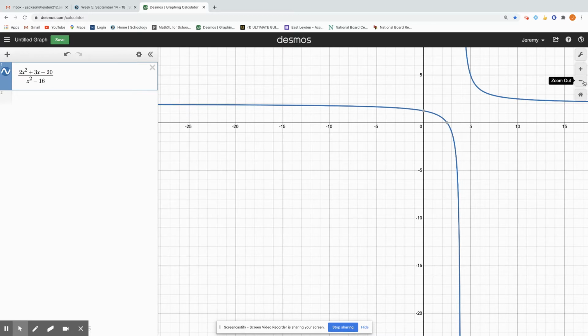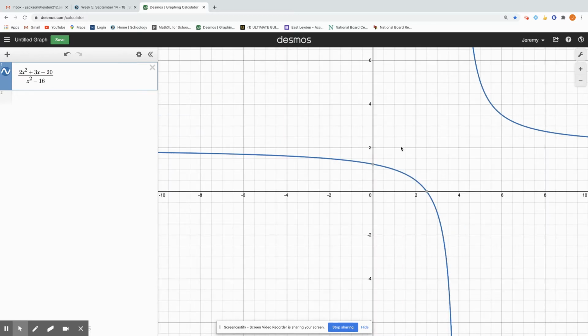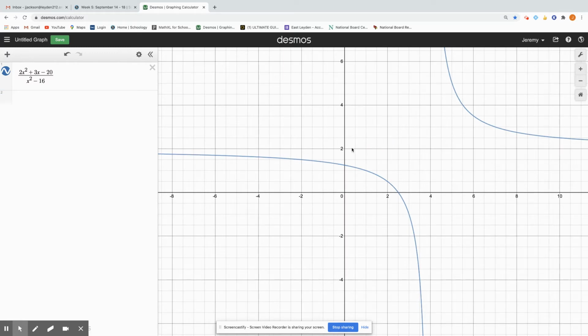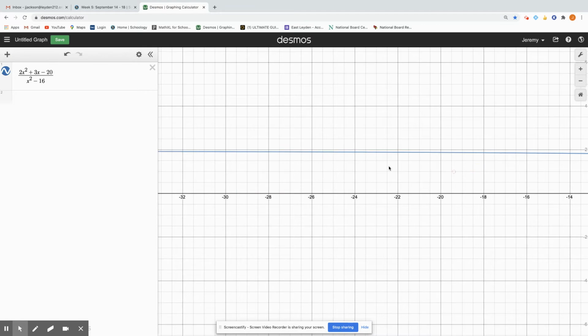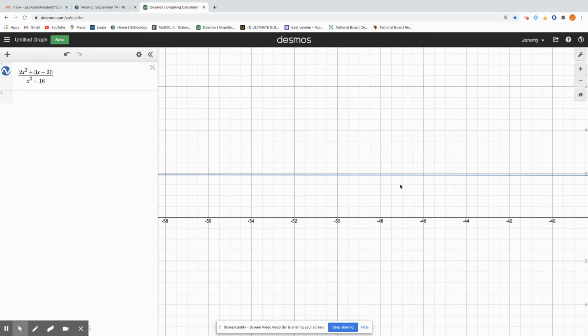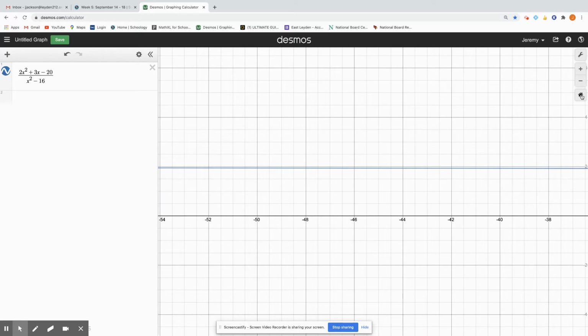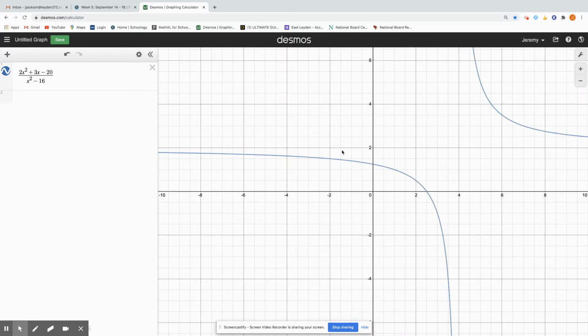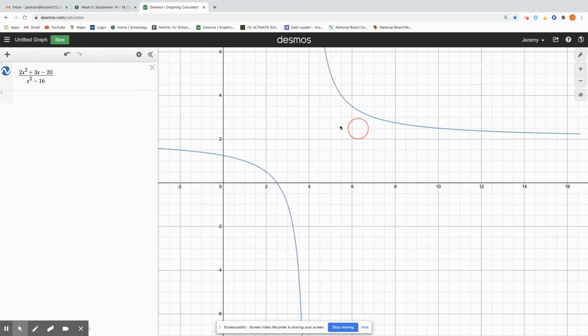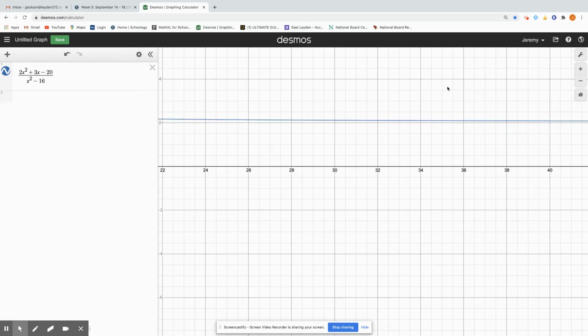You could even take a look back at this original window and say, look at this value of 2. Doesn't it look like, if we come all the way over here, this graph isn't going to cross that line? So this is what we would call a horizontal asymptote. We're going to do some more work with horizontal asymptotes in the future.